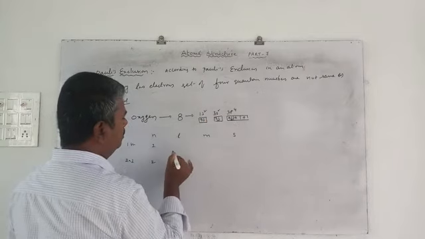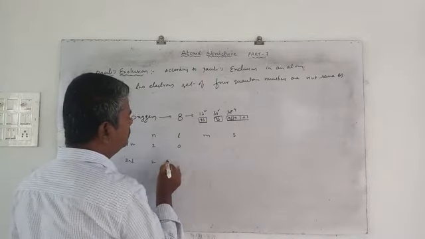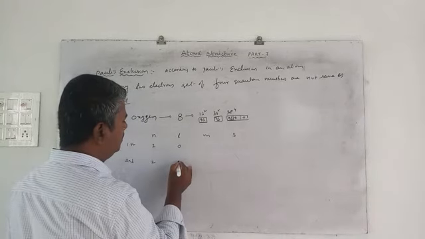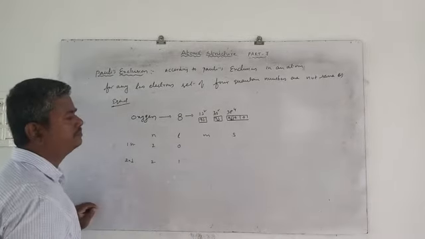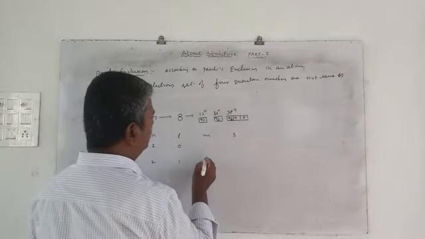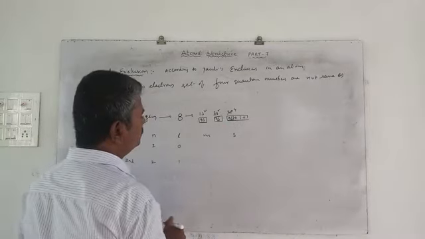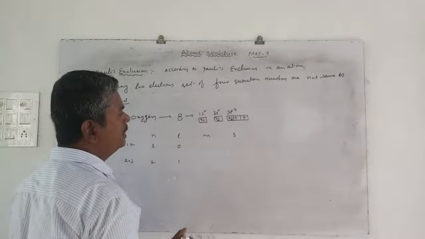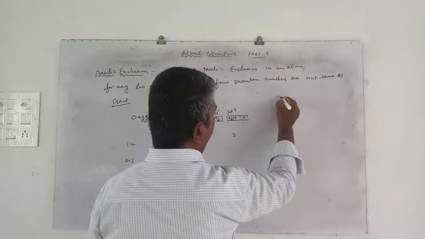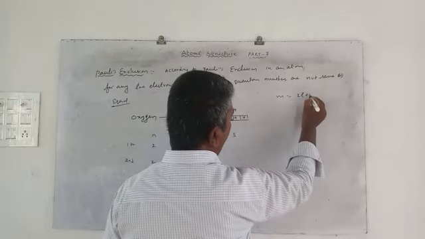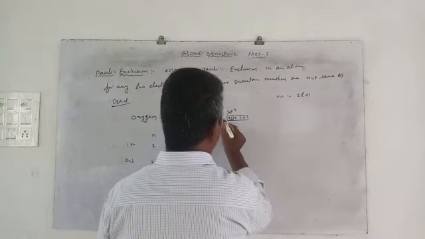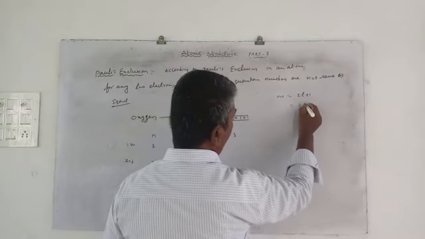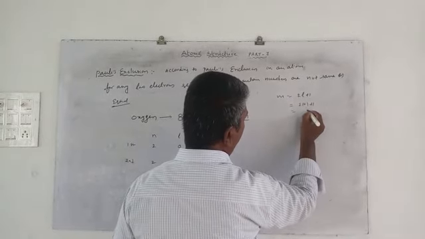This one is in the s orbital. So what is the l value for the s orbital? 0. This electron is in the p orbital. For the p orbital, the l value is 1. And the m value here? For the s orbital, the number of m values is 2l plus 1. Am I right? For the s orbital, the l value is 0, so that is 2 into 0 plus 1, nothing but 1.